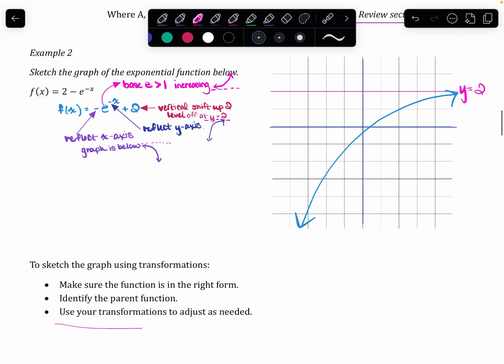So, and then there's your kind of reminders for sketching that graph. You want to make sure it's in the right form. So that's where, notice I took that 2 that was originally on the front and moved it to the back. Then I needed to identify the parent function so that you know that base, whether it's starting off going up or starting off going down. And then use your transformations to adjust the graph as needed.